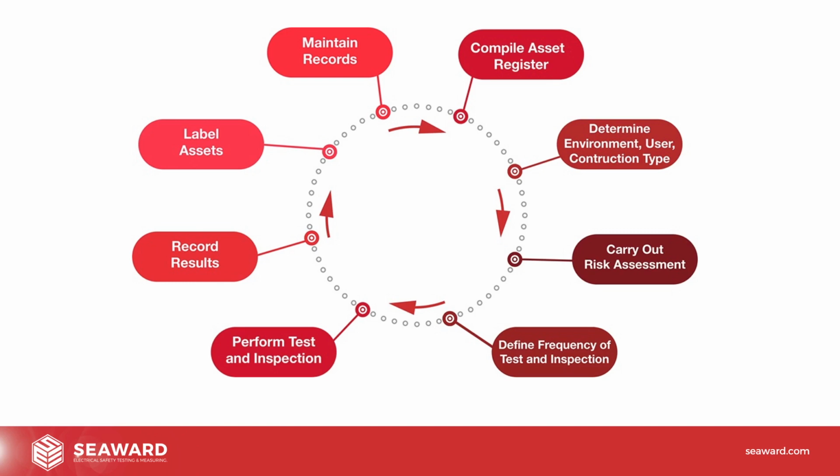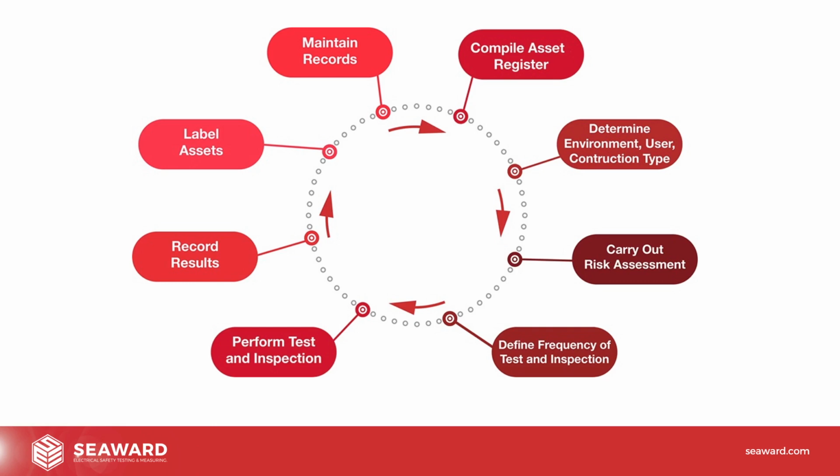We start by compiling the asset register. We just saw the IET's asset register there, so we compile the asset register, we determine the factors, we carry out the risk assessment, we define the frequency, we perform the tests, record the results, label the assets, keep those records up to date, and we carry on round. So we compile the asset register, we keep the asset register up to date, and we go round. So day to day, that's what the duty holder needs to ensure is going on. That's our role as a duty holder within an organisation to make sure that's happening.